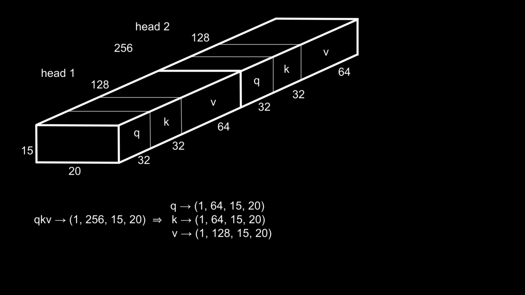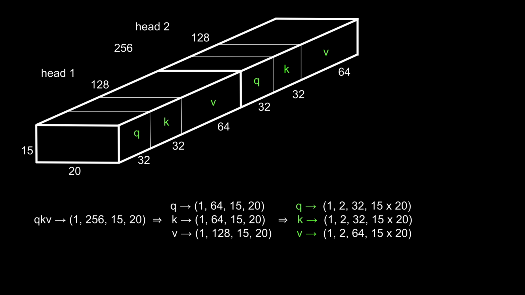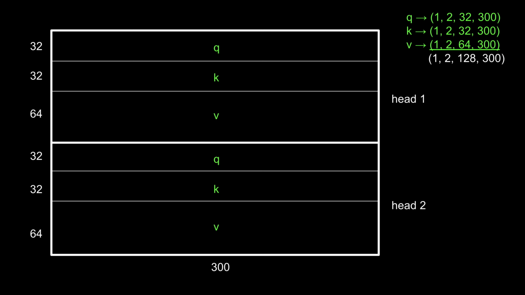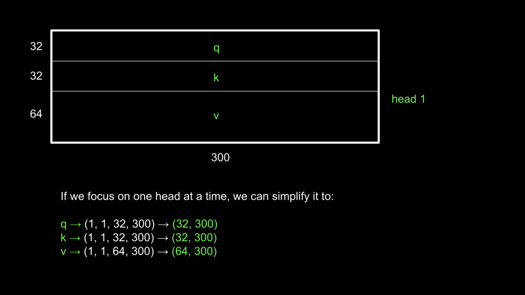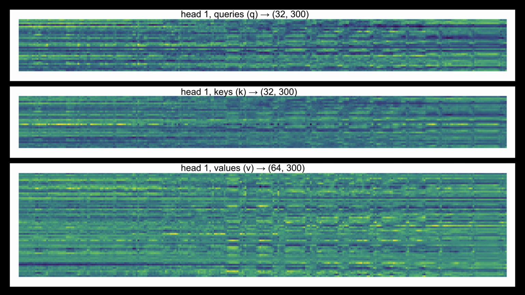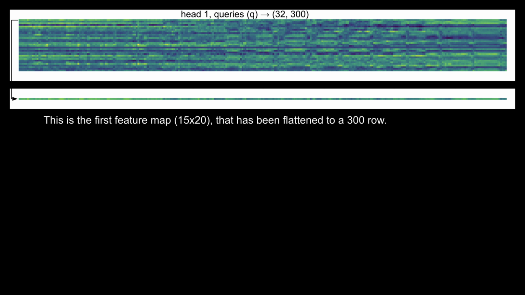Now, instead of separating the tensor by head, we can reshape it as follows. We unpack the number of heads and combine the height and width into a single dimension. This results in each Q, K, and V tensor corresponding to both heads and for the 300 pixels. To better visualize this, you can think of it in a 2D representation. Focusing on one head at a time, we can see how the reshaped tensors look for the queries, keys, and values. For those curious, each row in these tensors represents a feature map 15 by 20 that has been flattened.